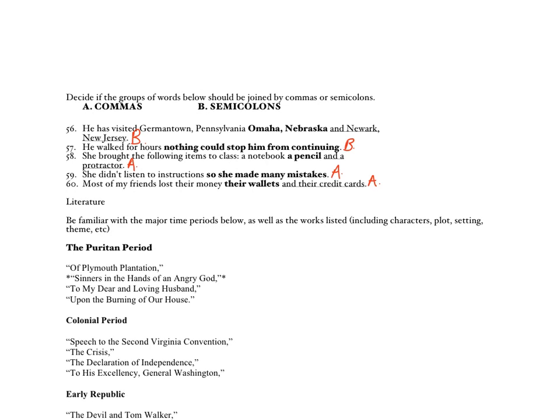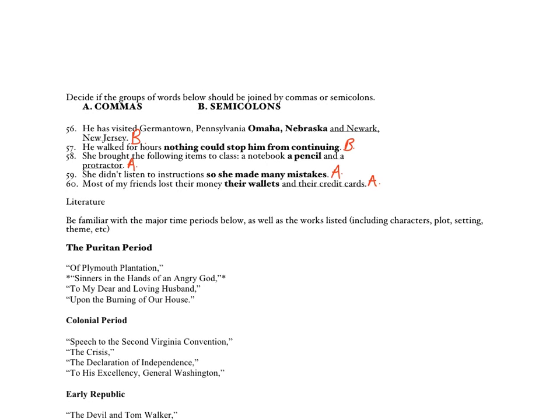He has visited Germantown, Pennsylvania, Omaha, Nebraska, and Newark, New Jersey. All right. This is that very peculiar use of the semicolon. Normally in a list, you separate items with commas. If the items in your list have commas in them already, you use semicolons. So, he only visited 3 places.